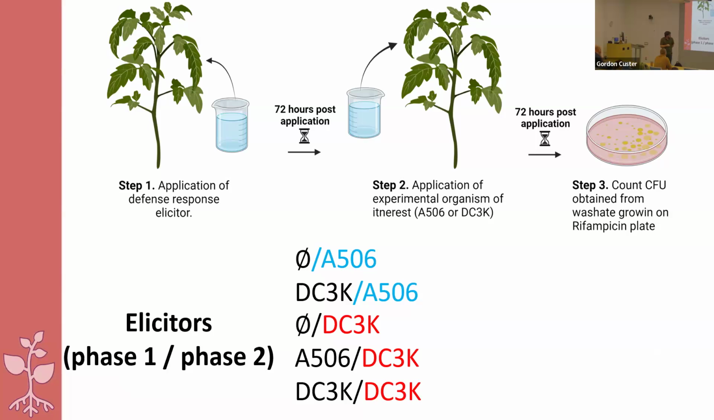The way that we did this is by calling it phase 1, phase 2. And you'll see from here on out this null sign, which means that the treated leaf was given a buffer, and then we applied A506 after, and that follows the same way. So we applied DC3K first, and then A506, and subsequently. I'm going to first show you our results in this experiment with A506 and DC3K.